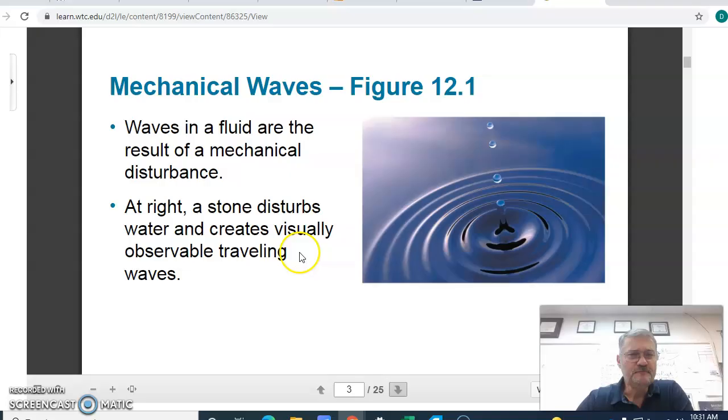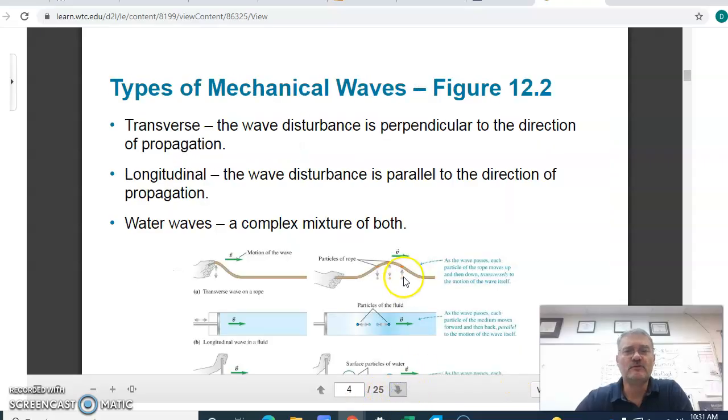Mechanical waves in a fluid are the result of some kind of mechanical disturbance. Here you can see the water dripping and hitting the water, and the frequency of the water drops hitting the water causes the waves in whatever that water container is, or lake. At the right, you can see that. So let's look more closely at that.